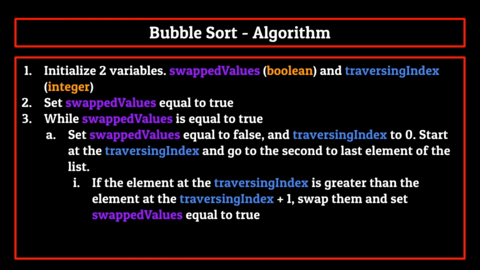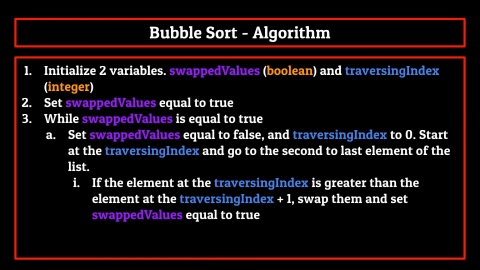also preventing unwanted errors. Back to step 3i, like I said, if the element at the traversing index is greater than the element at the traversing index plus 1, we know that we need to swap the two elements in order to keep the list in sorted order. So we do that, and then we also set our swapped values variable equal to true. This is because we now know that the list wasn't completely sorted when we started this run through the list, and so we have to go through it at least one more time.